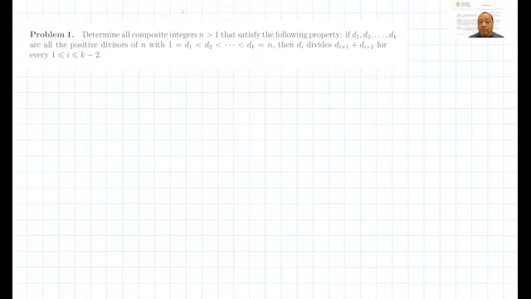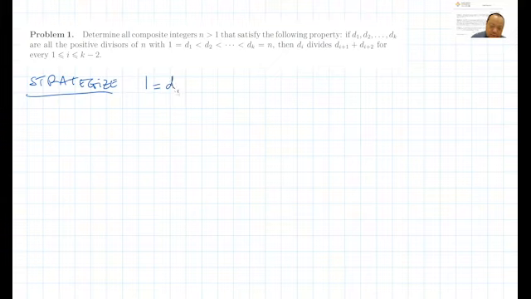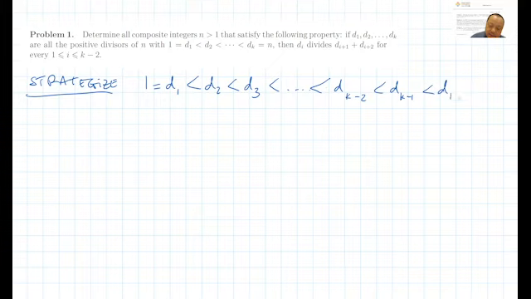All right, so to solve this problem or any problem, whether an Olympiad problem or a regular classroom problem, you should always spend some time exploring or strategizing. So I have the first divisor is d1, and then the next smallest divisor is d2, all the way to dk minus 2, dk minus 1, and dk, which is the same as n.